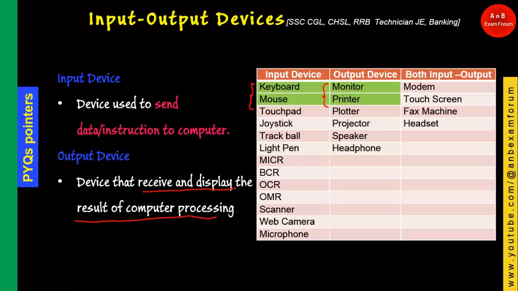Generally, monitor output is called soft copy, because you cannot touch or feel it. Whereas with the printer, when you take a printout, that is a hard copy, which you can touch and feel. That is the result of the computer processing. And there are certain input and output devices like modem, touch screen, fax machine, headset. We are going to see them in the upcoming slides.